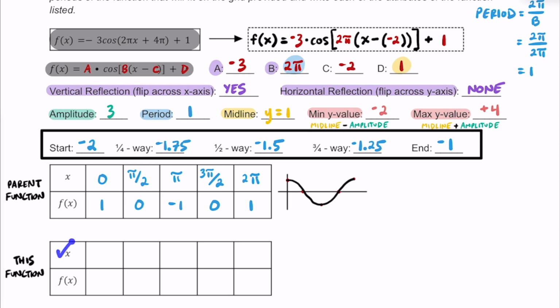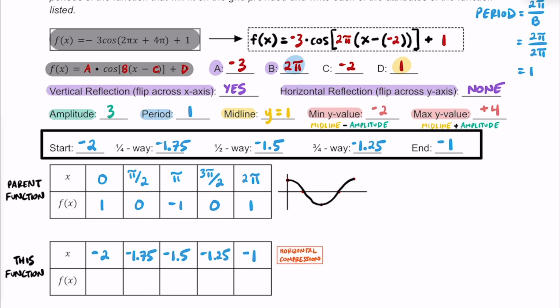All right, so for this function for our x values, let's go ahead and just take these ones over here that we just solved for. So it's going to be starting at -2. That just means that the original starting point moved 2 units to the left because c was equal to -2. That tells us where it should go. And we also figured out that everything was kind of being scrunched up into just a period of 1. So it starts at -2, ends at -1. And we can just fill in everything in between here. So we have -1.75, -1.5, and -1.25. So those are going to be our new x values.